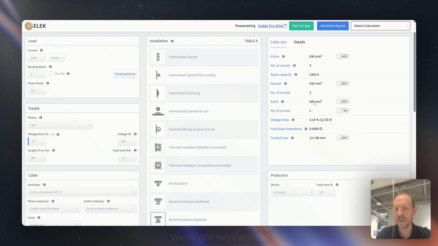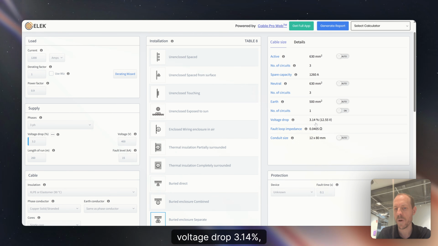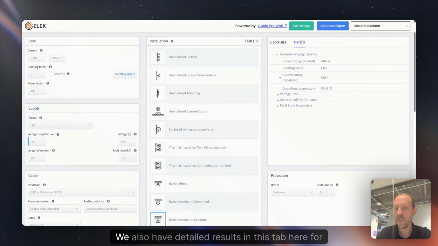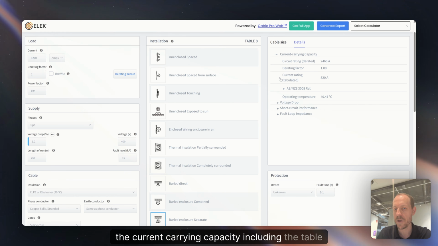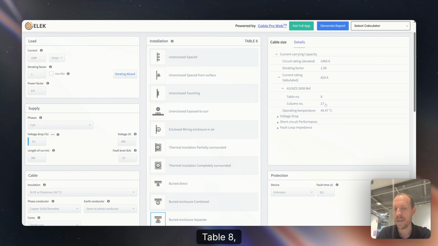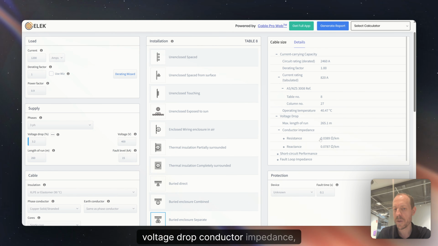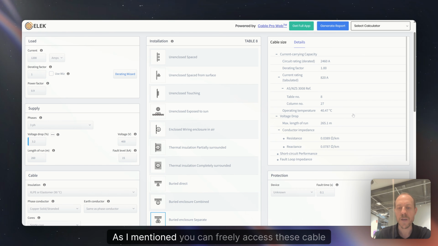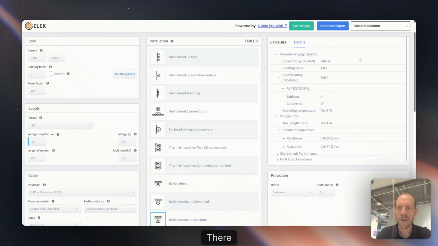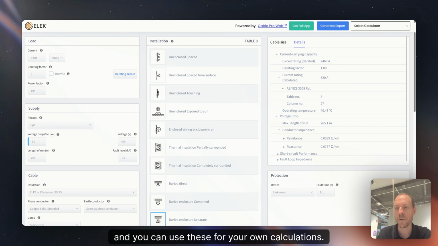We've got neutral size, earth size, voltage drop 3.14%, fault loop impedance, automatic conduit sizing. We also have detailed results in this tab here for the current capacity, including the table that's being used, table 8, column 27, cable operating temperature, voltage drop, conductor impedance, short circuit performance, and fault loop impedance. As I mentioned, you can freely access these cable sizing calculators. There is a report generation function, and you can use these for your own calculations.